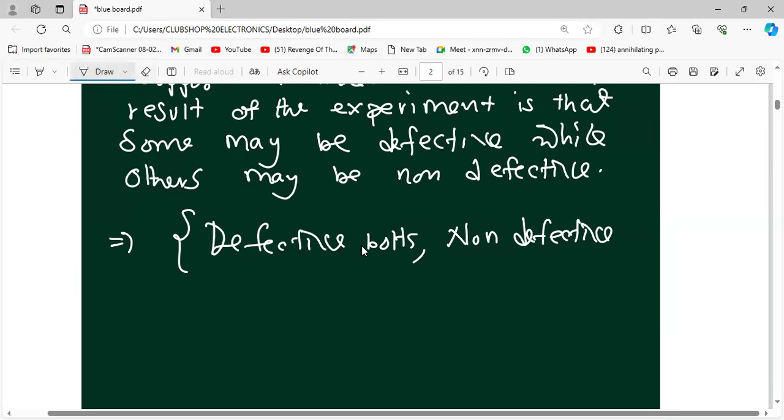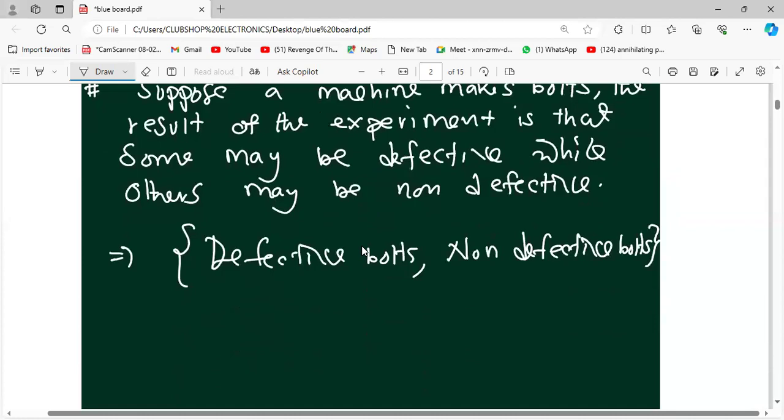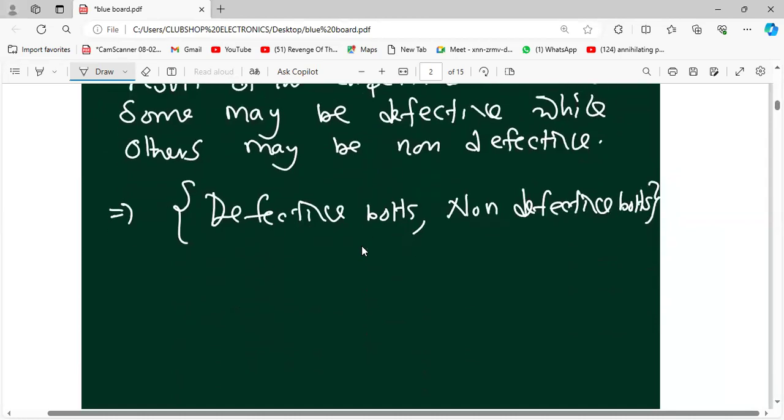Non-defective bots. Okay? This will represent all the bots that will be both defective and non-defective. These are the possibilities that we expect. And because each time the machine is producing these bots, we do not know whether it will be defective or not, the experiment is random. So that machine is producing random bots. Anything can happen. Okay?